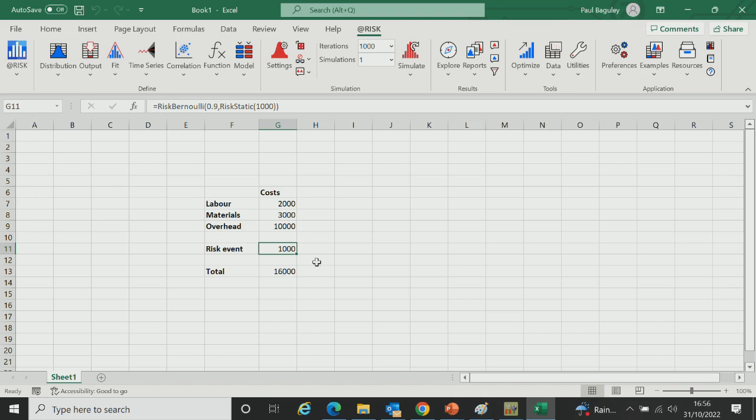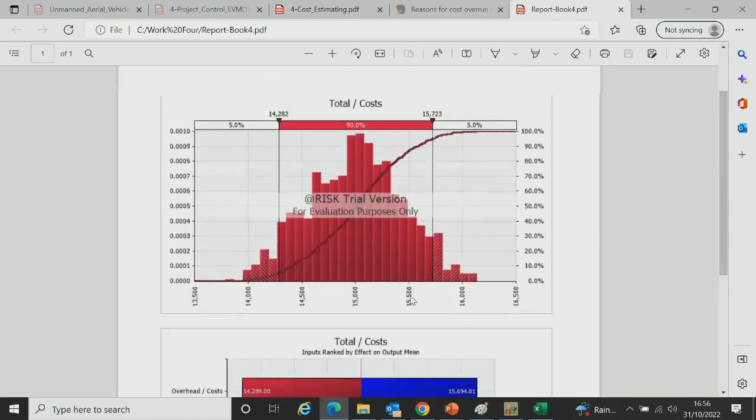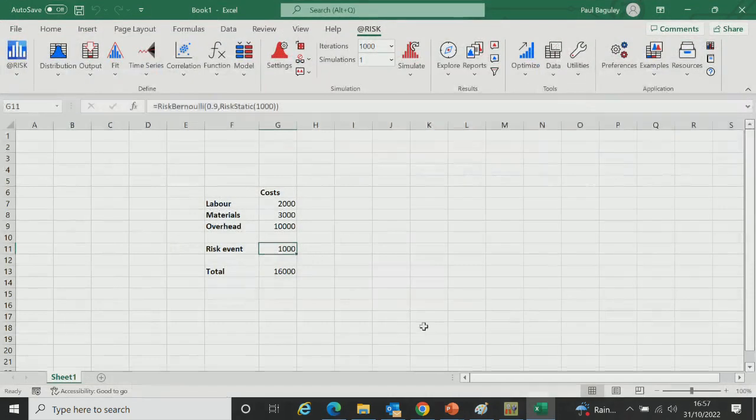Like so. And we've got the simulation results. So that's the frequency distribution of 1,000 iterations, 1,000 simulations. So probably one of those simulations was a very low cost. Few of the simulations are very high costs. And why is that? Why do you think that is?